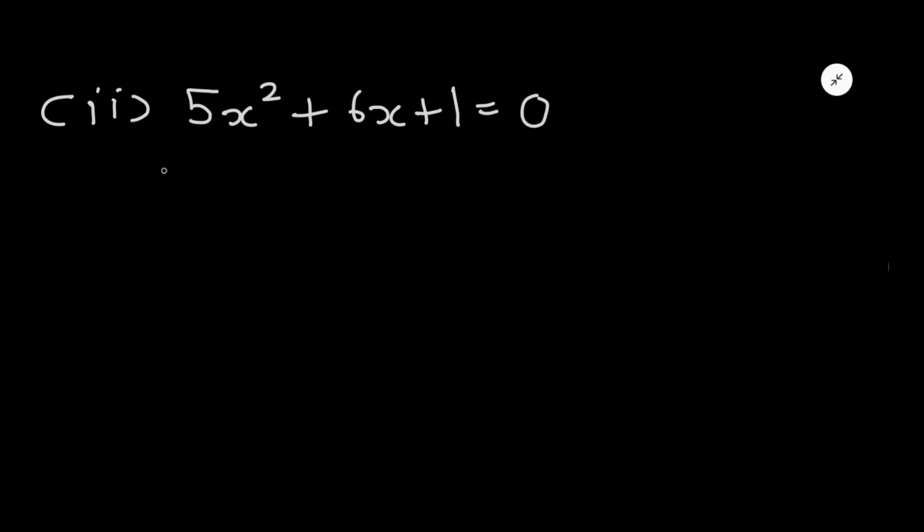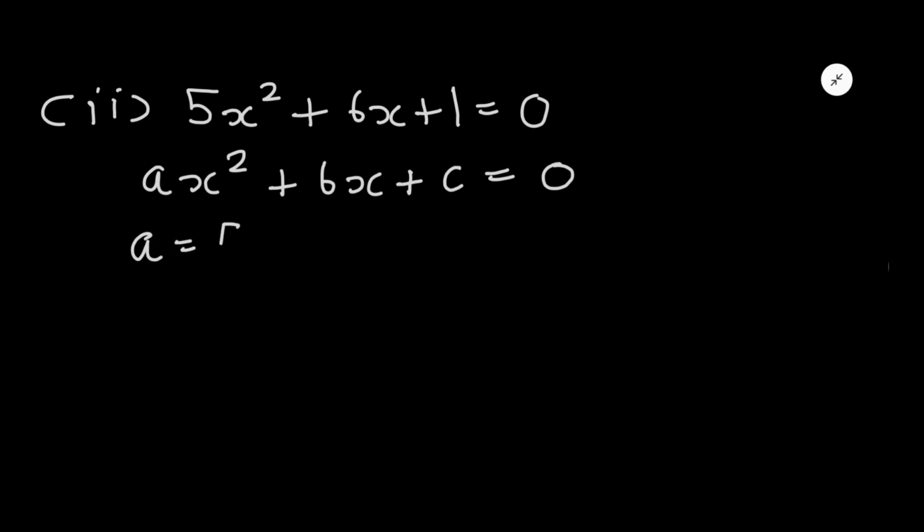Let's solve one more example, which is 5x square plus 6x plus 1 is equal to 0. So if we compare this equation with the general quadratic equation, which is ax square plus bx plus c is equal to 0, a is equal to 5, b is equal to 6 and c is equal to 1.